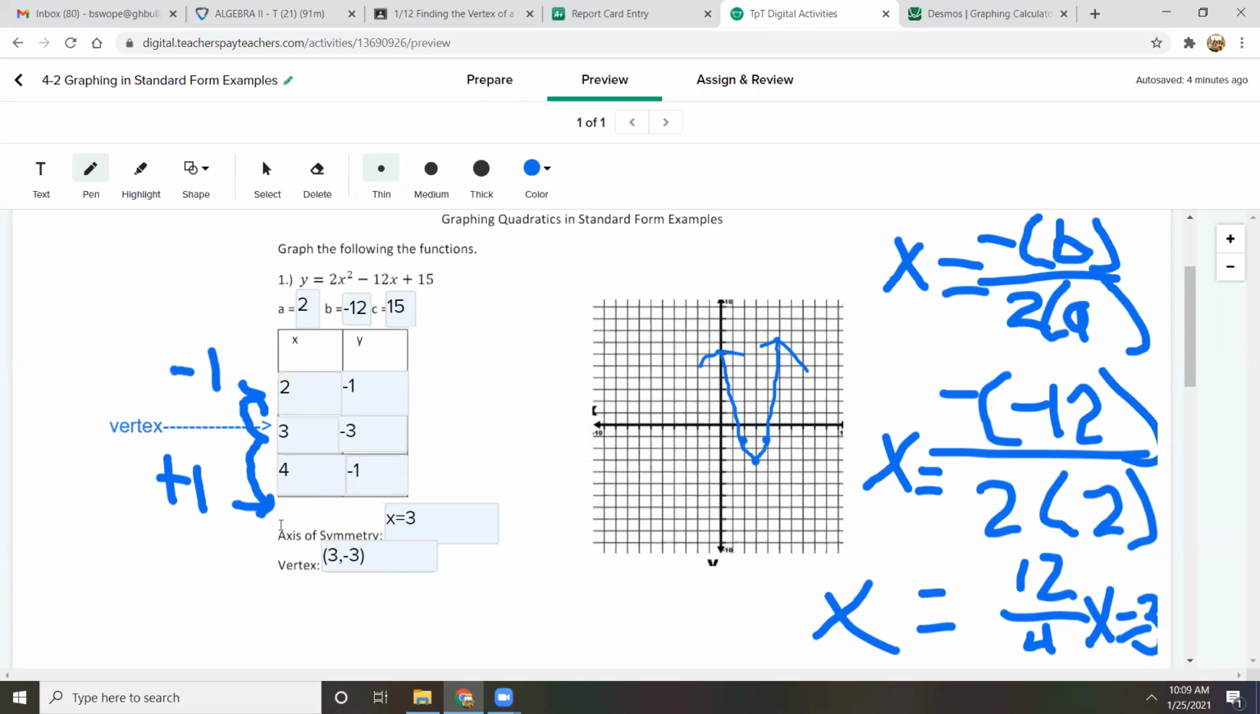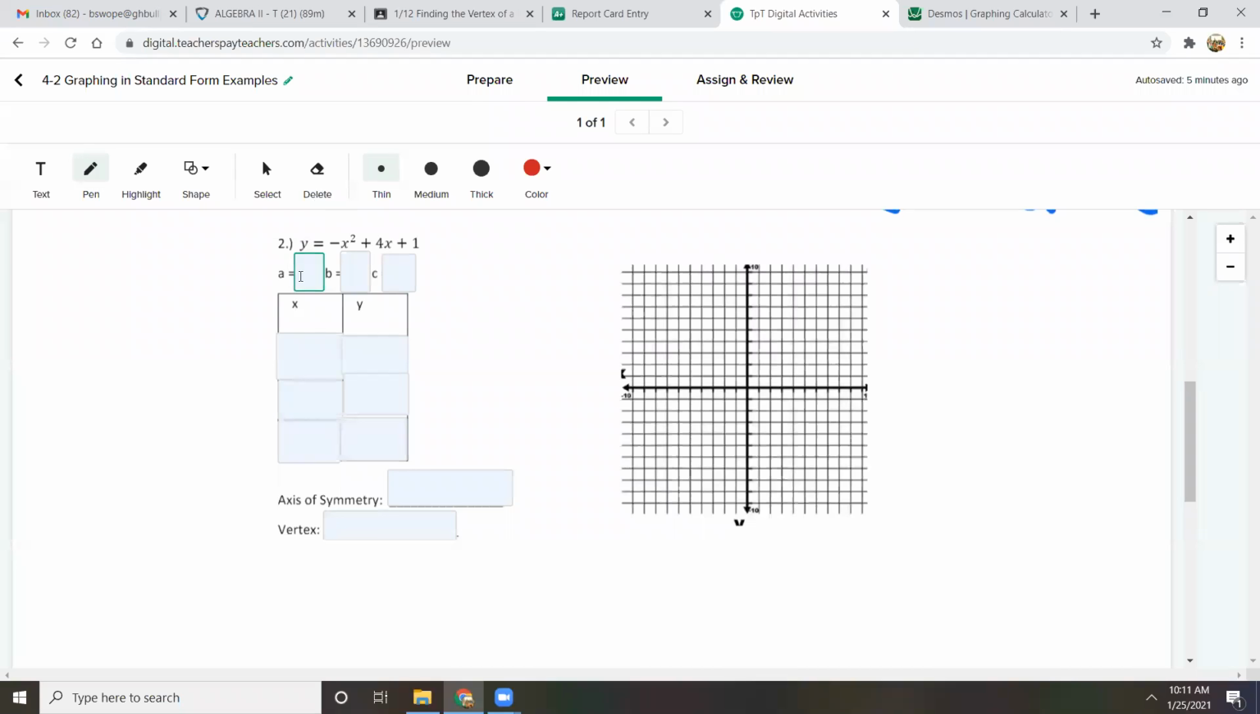So I'm going to just do another example. But right now, let me know, does anyone have any questions in the chat? Let's look at one more example.